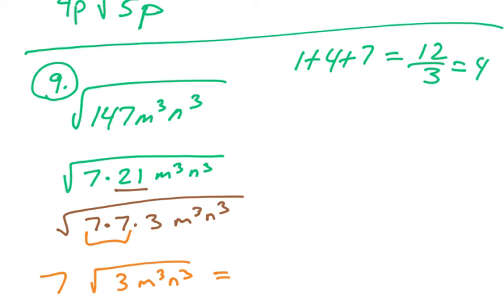And so now we're going to play with the variables. That means we're going to have 1 m and 1 n on the outside. This is going to be the square root of 3 with an m and the n on the outside. I hope that you can see why, which is just that you divide by 2. 3 divided by 2 is 1, remainder 1, and the same thing with n. So there you have it.